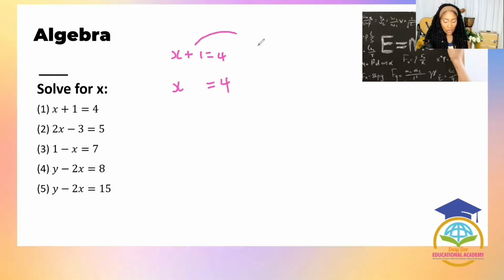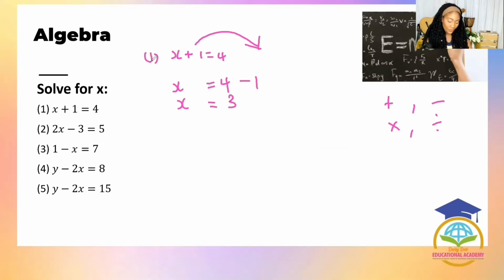But I want this 1 to go across because remember, I want all the numbers on one side and all the x's on the other side to make x the subject of the formula, or solving for x. So when I bring the 1 across, the sign has to change. The opposite of positive is negative. The opposite of multiply is divide, and vice versa, okay? So when I bring across this positive 1, it becomes negative 1. So we have 4 minus 1. So x equals 3. So this is the answer for question 1.